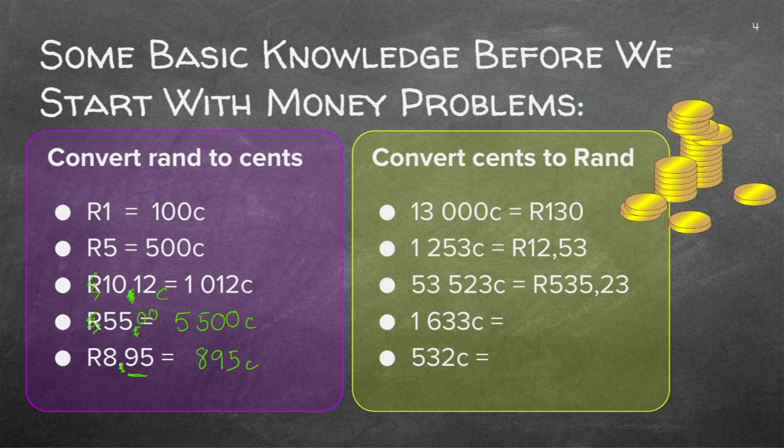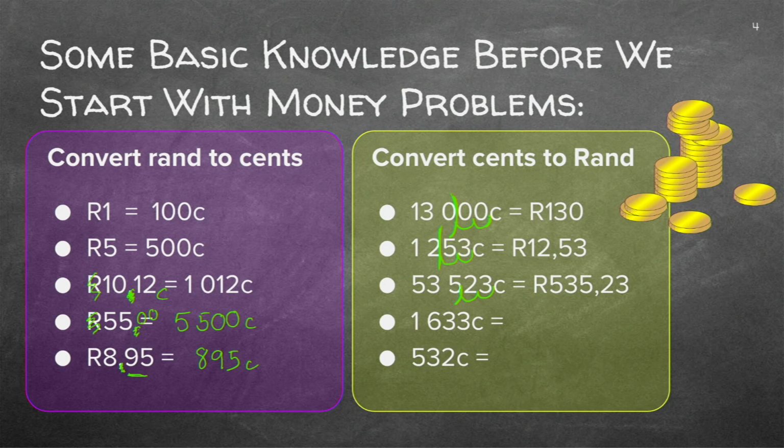Now let's see if we convert from cents to rand. It's 13,000 cents. Cents have two values, so there's actually a comma. I move it 1, 2. So that is where my comma will be standing. So I've got 130 rand. Here I've got cents. I move 1, 2 places because that is where my comma will be. That's dividing the cents and the rands from each other. So my answer will be 12 rand and 53 cents. Again, 1, 2, there's my comma, 535 rand and 23 cents.